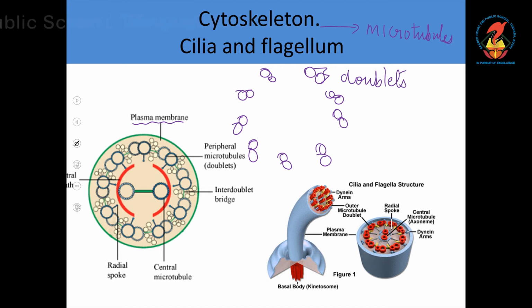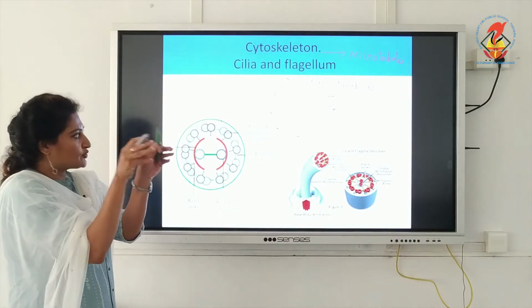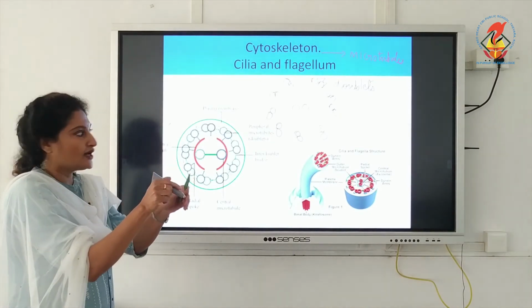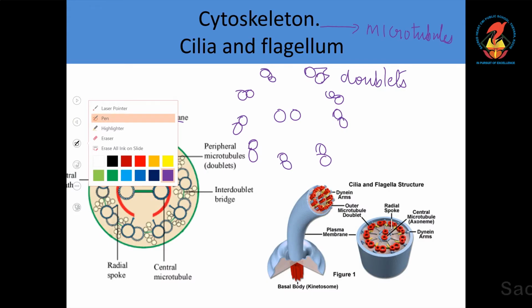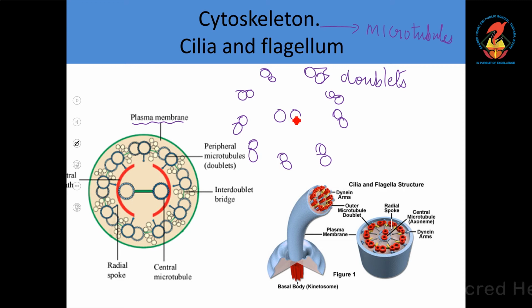So, 18 are there. Then 2 in the center. The 2 which are in the center are isolated, they are not close like a doublet, they are not in pair, but they are connected by a bridge and enclosed by a central sheet like a bracket. I am showing the central sheet.